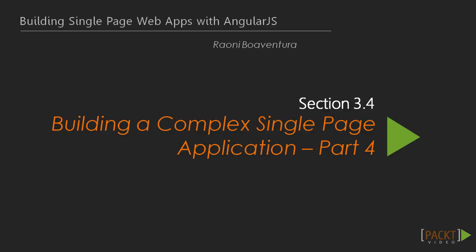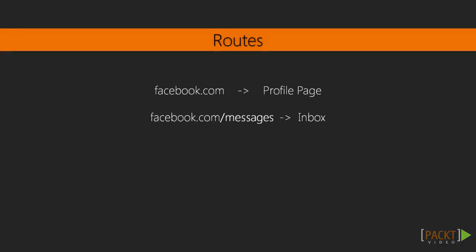In order to do that, we'll have to introduce a new concept that I didn't explain in detail yet, Angular routes. A web application is composed of several different pages. In a regular application, your location inside the app is defined by the URL you request. For example, if you go to facebook.com, it will take you to your profile page. But if you go to facebook.com/messages, it will take you to your inbox.